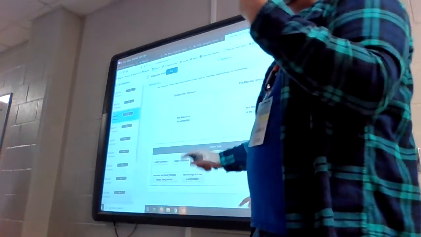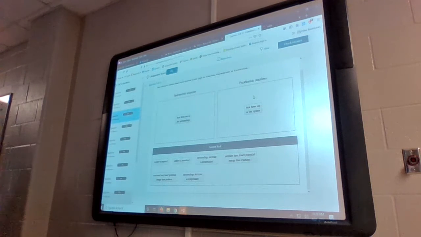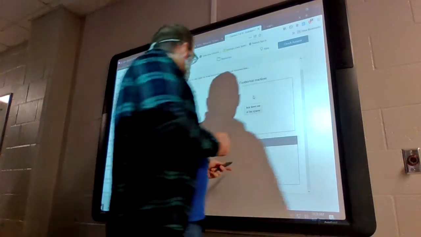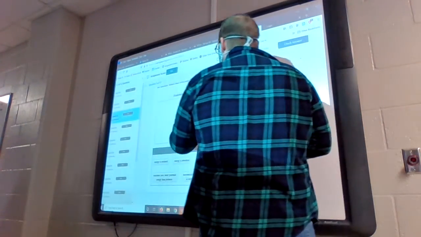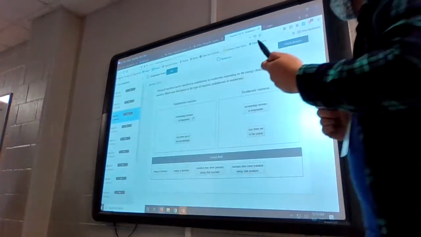Surroundings are going to increase in temperature. So that is exothermic because heat's flowing out of my system into my surroundings. So my surroundings should get hotter. So surroundings increase in temperature is exo. Surroundings decrease in temperature has to be endo.